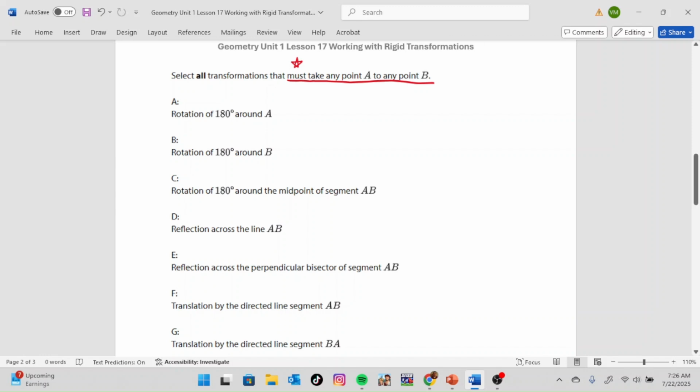So let's take a look at A. Rotation of 180 degrees around point A. Well, if I have point A and we have some point B, then if I rotate 180 degrees around A, I'm just going to end up bringing B over to this side and getting B prime. That does not take A to B, so A would be incorrect.